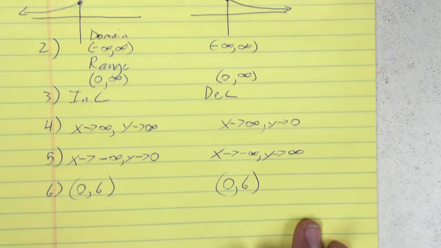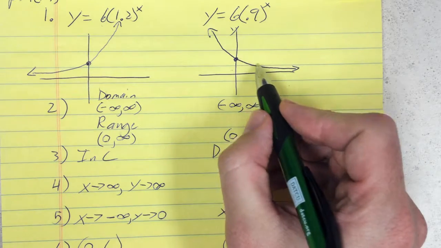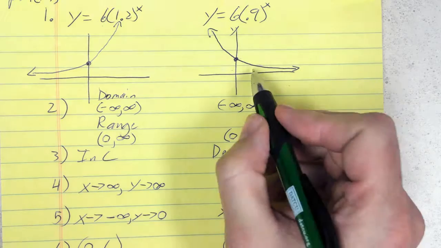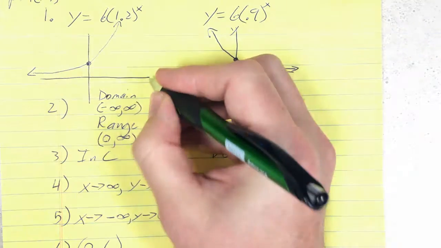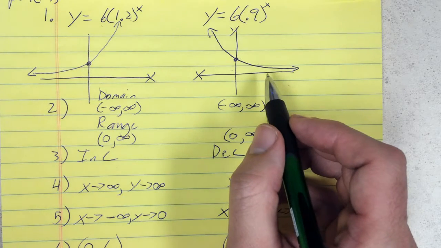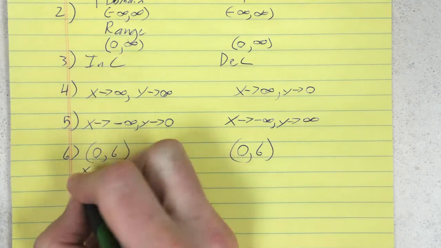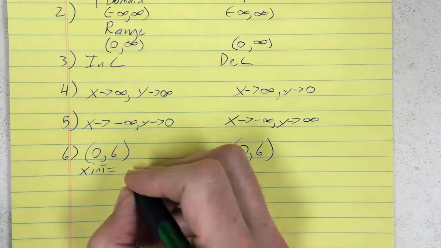For the x-intercept, both approach 0 but never touch it. So it never is going to cross the x-axis. It's never going to touch the x-axis, so there's not going to be an x-intercept. The x-intercept is equal to none.